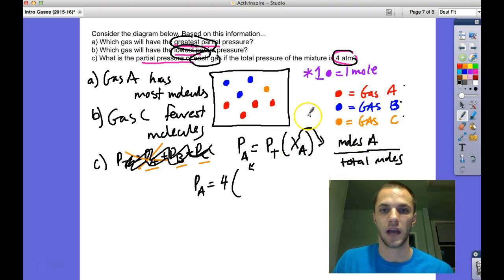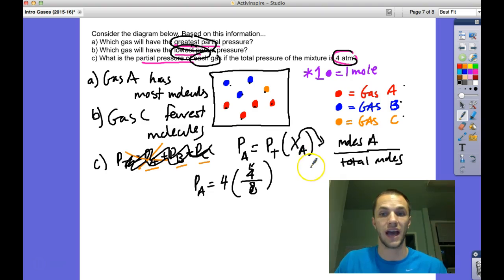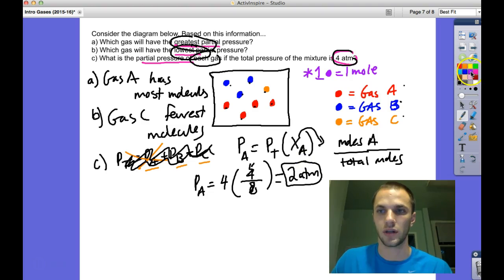Well, how many moles of gas A do we have? 1, 2, 3, 4. And how many total moles do we have? Well, 4, 5, 6, 7, 8. So since half the moles are because of gas A, half the total pressure is going to be because of gas A. So this is essentially 4 times 1/2. So the partial pressure of gas A is going to be 2 atm. Pretty straightforward. Let's try the partial pressure of gas B now.